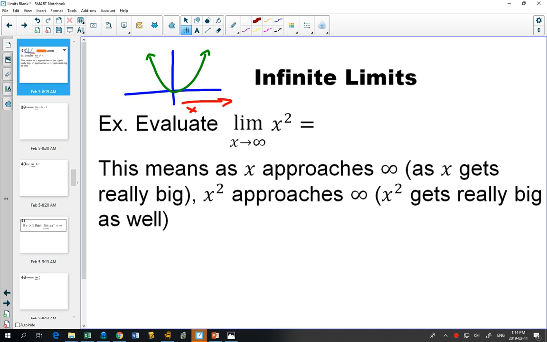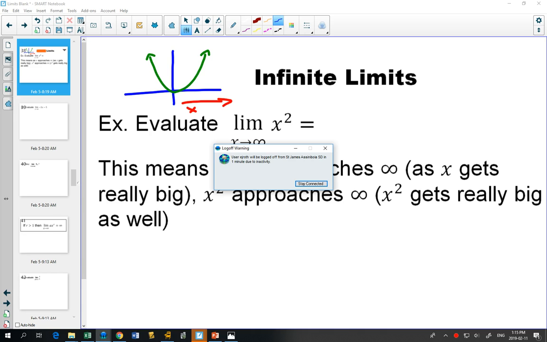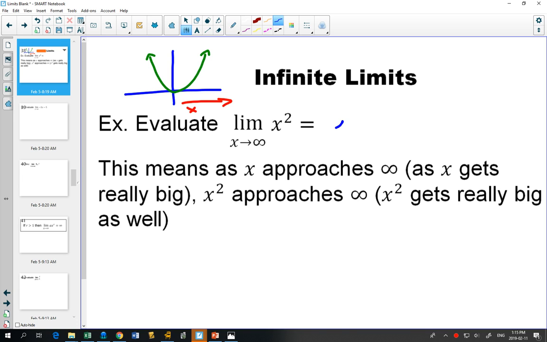Can you see from a parabola that that graph goes up forever and that your y values will be getting larger and larger and larger? So what we're going to do for a question like this is we're going to say the limit as x approaches infinity of x squared, we're going to say that it's equal to infinity.